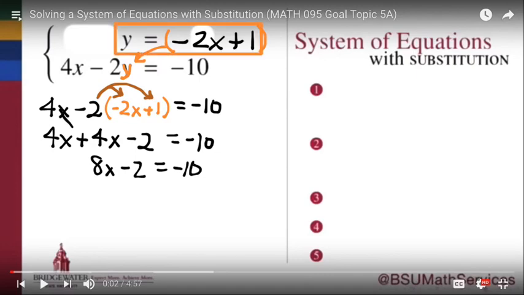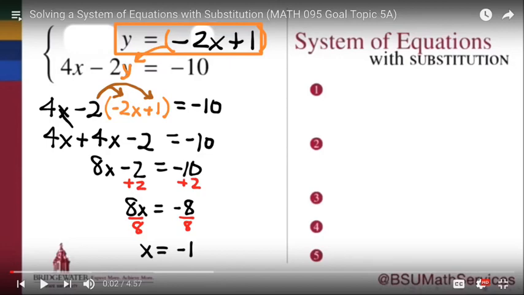Now reverse the order of operations. Worry about addition and subtraction first to get that 2 away from my x. 8x is going to equal negative 8. And then worry about division and multiplication to get that 8 away from the x, to find out that x is equal to negative 1.